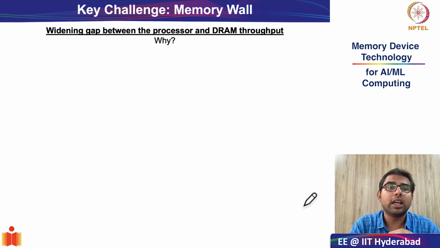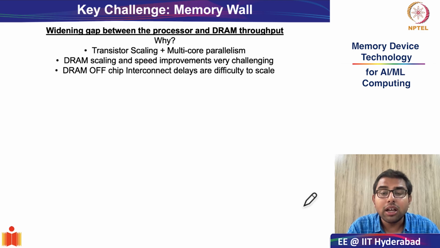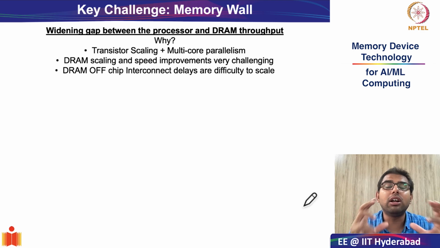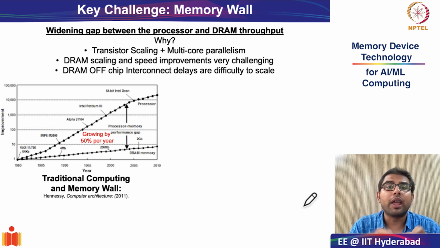So the first thing is that very soon people realized that we are hitting a memory wall. What is the meaning of this technical term of memory wall? So the term memory wall simply means that there is a big difference in how quickly the performance of your logic subsystem is improving versus that of the DRAM.